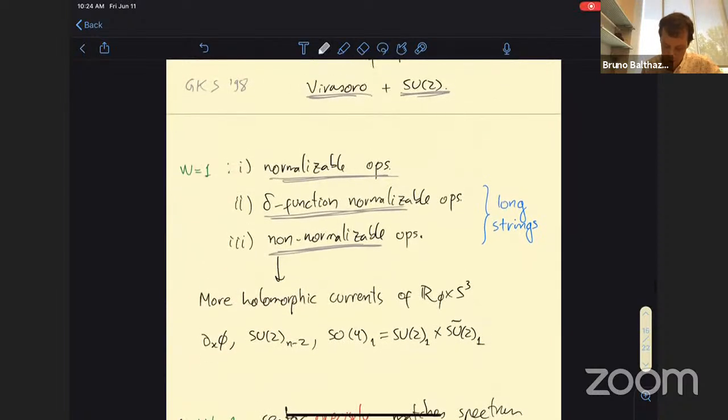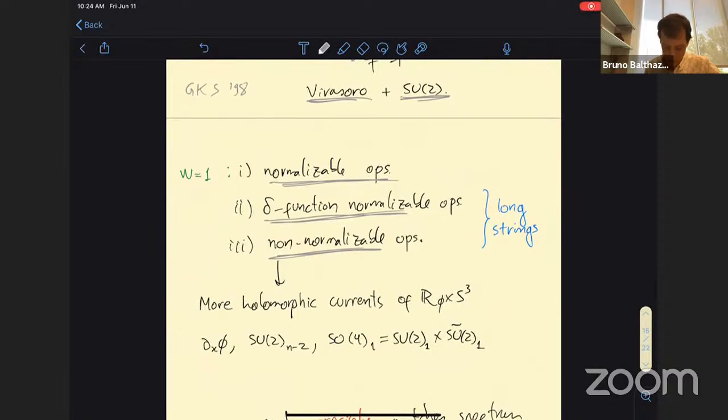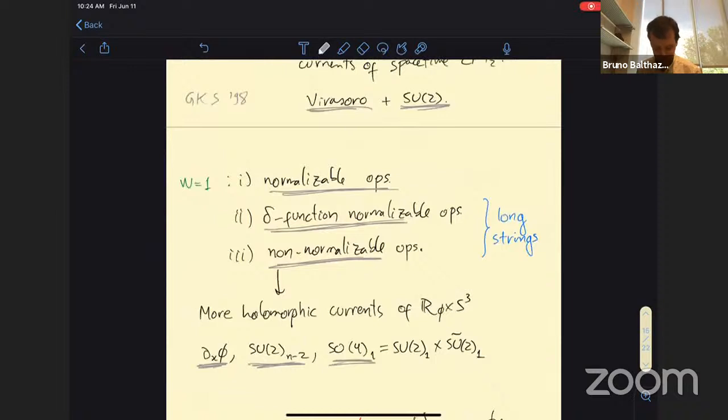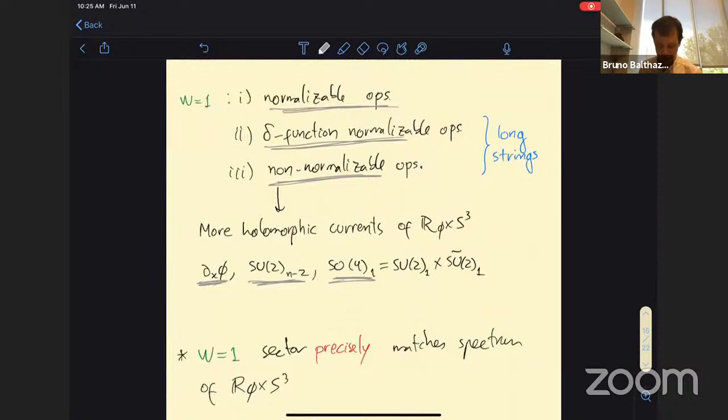And in particular, what we find in this winding sector is that we find more holomorphic currents of R phi cross S3. By identifying their quantum numbers, we find the holomorphic current partial phi. We find the bosonic SU2 holomorphic currents, as well as holomorphic currents associated to the 4 free fermions of R phi cross S3, which form an SO4 at level 1. So in other words, the W equals 1 sector precisely matches the spectrum of R phi cross S3, at least of the delta function and normalizable guys.